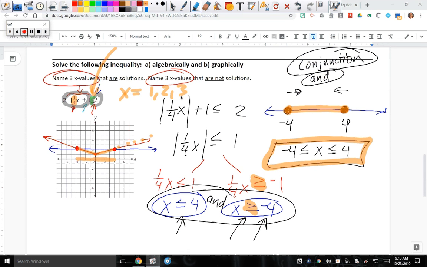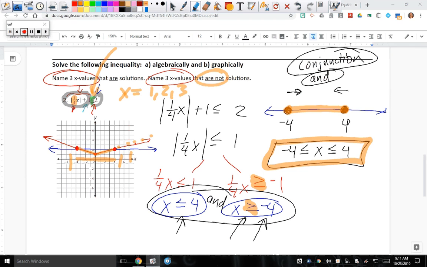Go with me? Michael, what's an x value that's not a solution? -5, yep. Because at -5, the red graph is not below the blue graph. Okay? Skylar, what's another one that is not a solution? +5, yep. And then one more. Santiago, what would you say that is not a solution? +7. +7, cool. Because it doesn't make the original statement true.